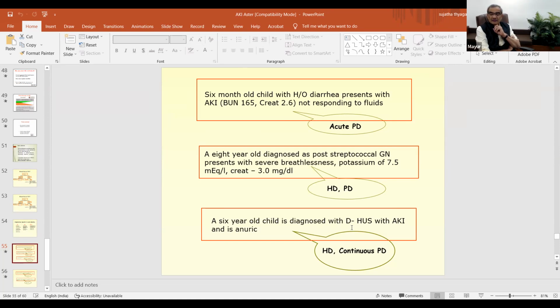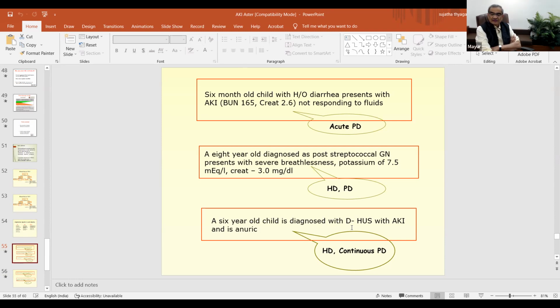Let's go to the third example. A 6-year-old child is diagnosed with D-minus HUS with AKI and is anuric. So it's not a post-diarrheal HUS, it's a D-minus HUS, which is likely to lead to persistent renal failure for quite some time. So sittings of acute PD may not be that helpful, but continuous PD may have a role.